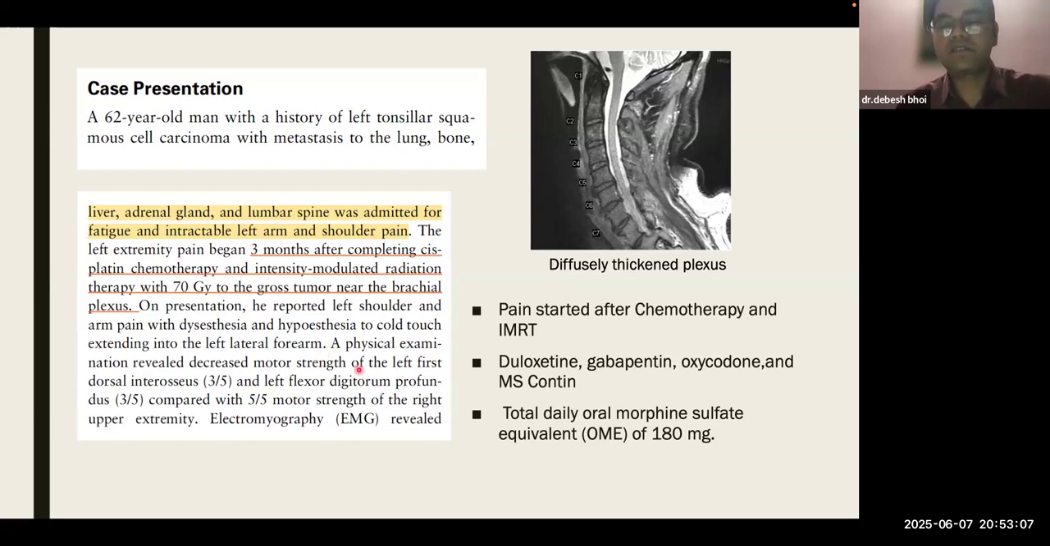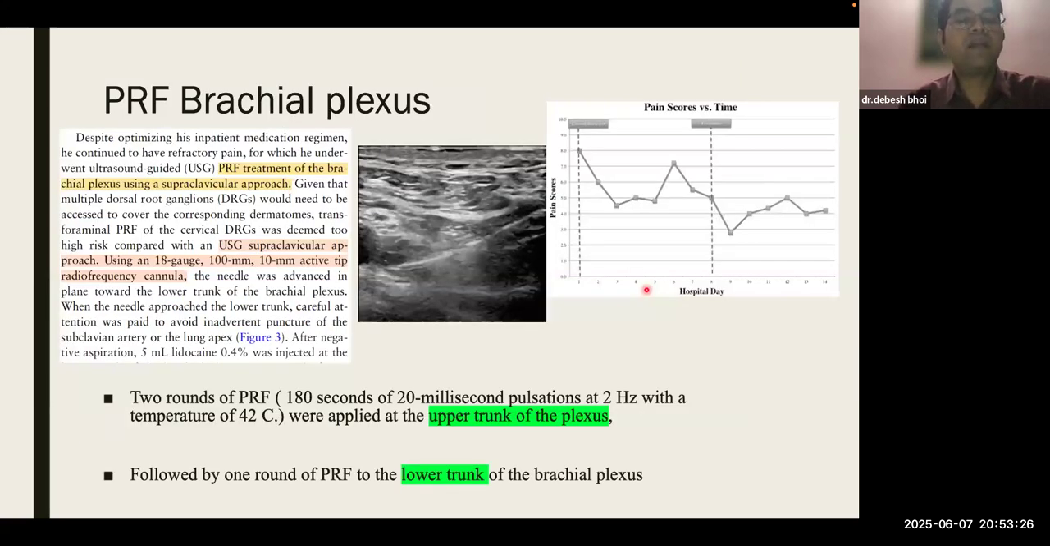In spite of taking duloxetine, gabapentin, and oxycodone, obviously he had received everything. The daily morphine requirement, or the oral morphine equivalent, was around 180 milligrams. You can see on the MRI the diffuse brachial plexus involvement. So definitely this is a plexopathy attributed to the radiotherapy. In this case, since all the alternatives had been taken care of, they did the PRF of the brachial plexus.